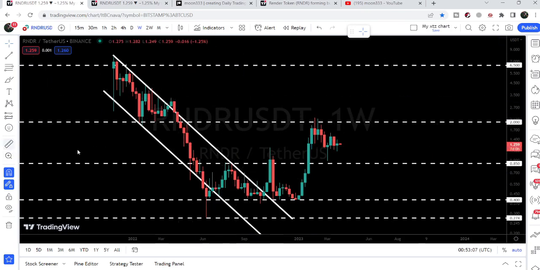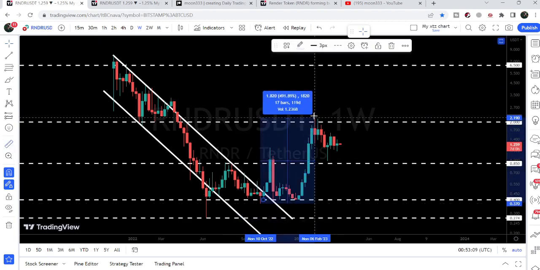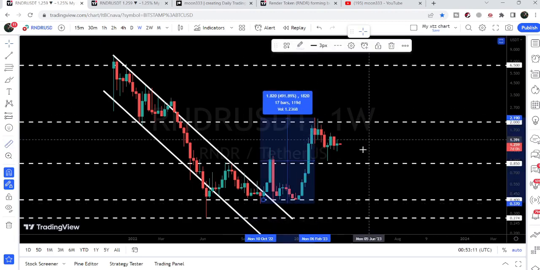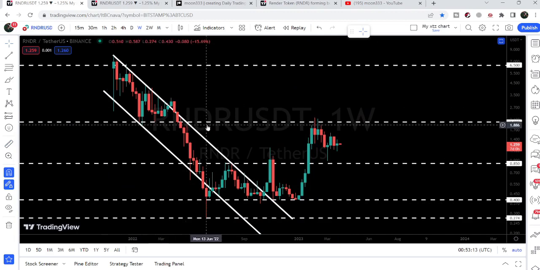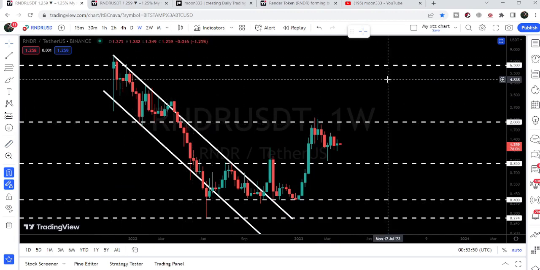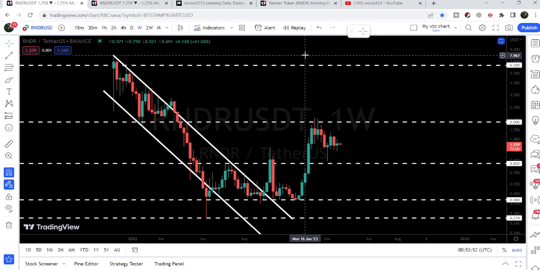You can see so far we have rallied more than 490%, but still it is a very small move as compared to the target for this breakout from this down channel, that is here at the top of the channel, approximately from $8 to $10. So this was the update so far.